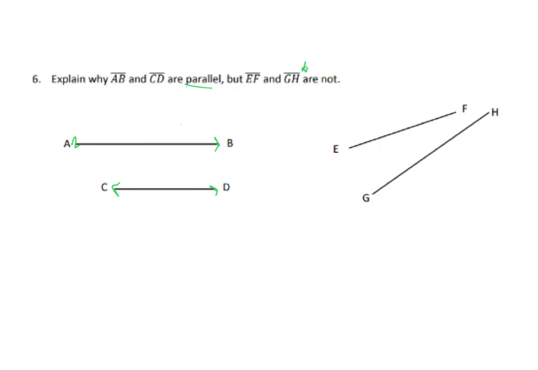But for EF and GH, we're going to switch colors. If you extend this one this way, it's going to go off screen, and this one this way, they're going to come to an intersection. So that means they are not parallel because they intersect at some point somewhere off in the future. It could be 1,000,000 years, 1,000,000,000 years, whatever. It will come to an intersection point at some point in time.